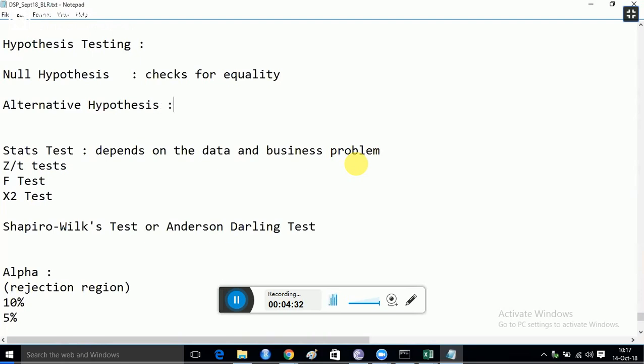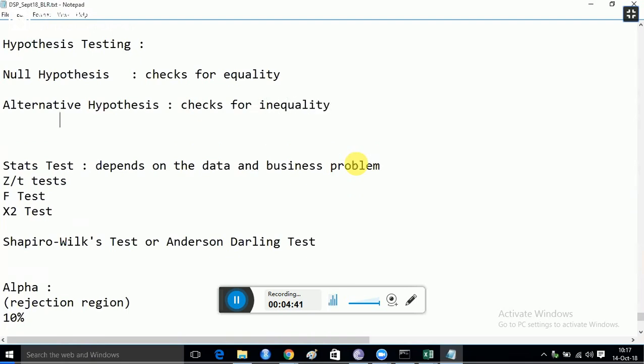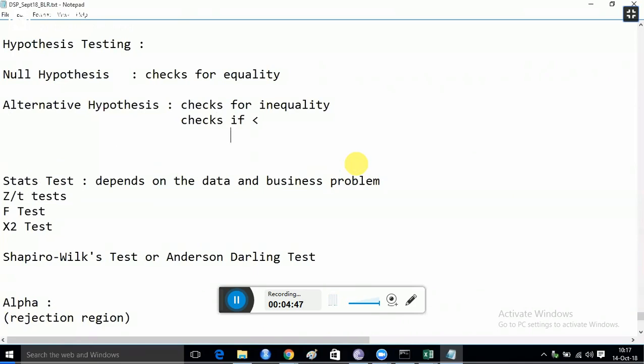Alternative hypothesis checks for inequality, or it checks if less than, or checks if greater than. Never equal to. It's never greater than or equal to, it's never less than or equal to. It's either greater than or less than, or simply not equal to. And this one is always equal to.